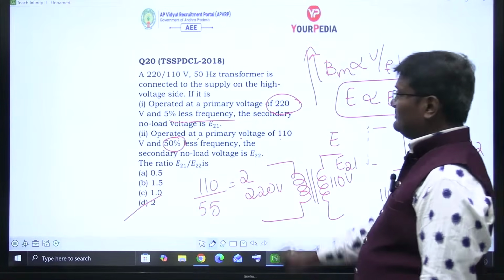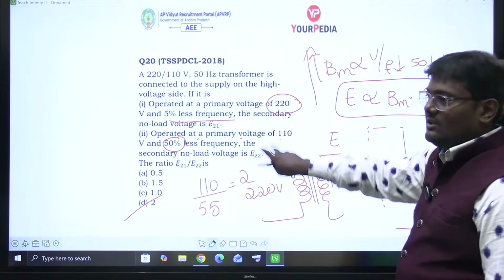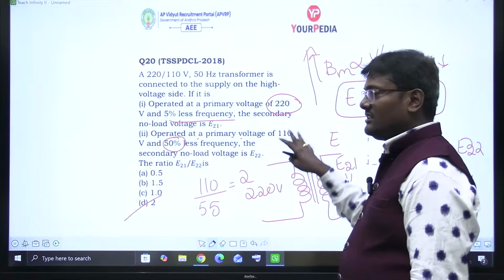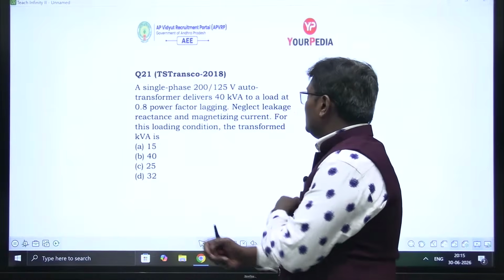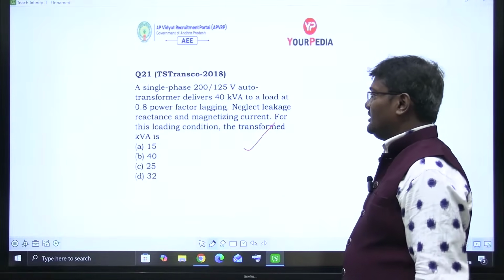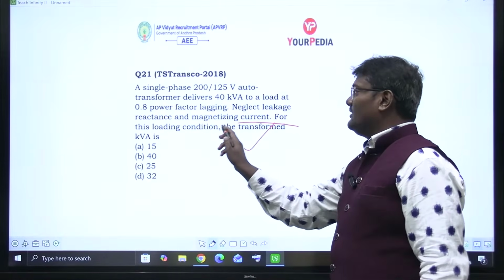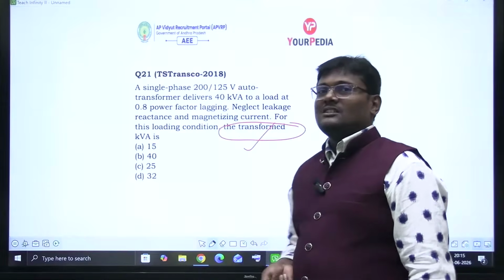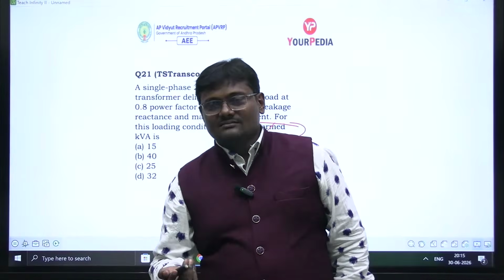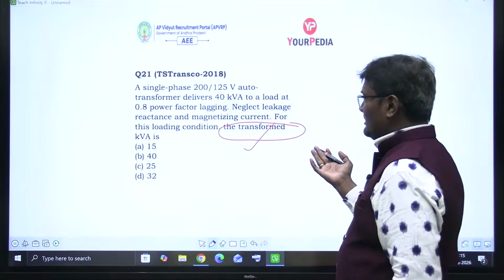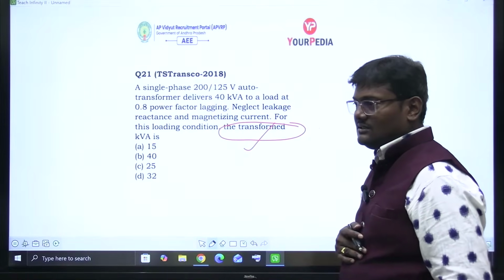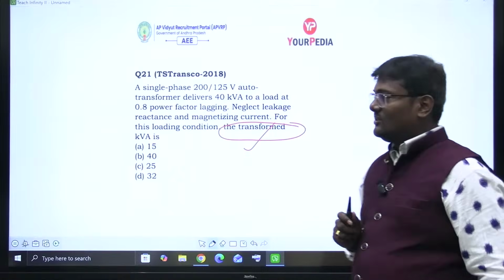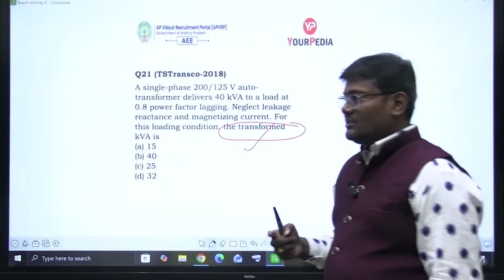Got it? This is a somewhat tricky question, based on the concept. Now, auto transformer again. He is giving the transformed kVA. What is the transformed kVA formula? Directly you can tell. You should remember the formulas. The formulas are very much important.